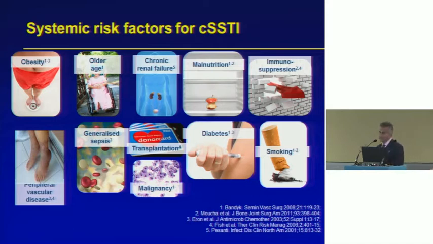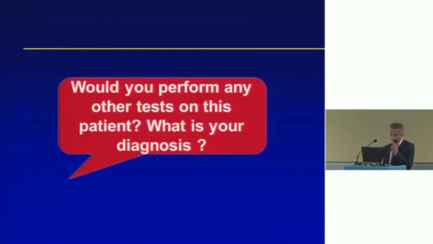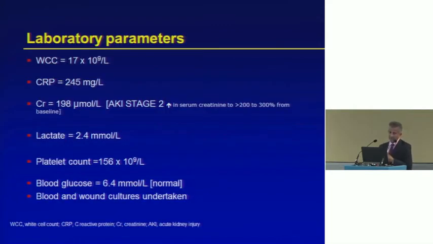We have many systemic risk factors that will be familiar to this audience. In his case, his nutrition wasn't good, he had diabetes, he drank too much, and he smoked. Those make this patient vulnerable to an aggressive skin and soft tissue infection. What tests would you do, and what would your diagnosis be? If I give you some parameters, all these parameters tell you is that he is systemically unwell and he has a severe sepsis syndrome.